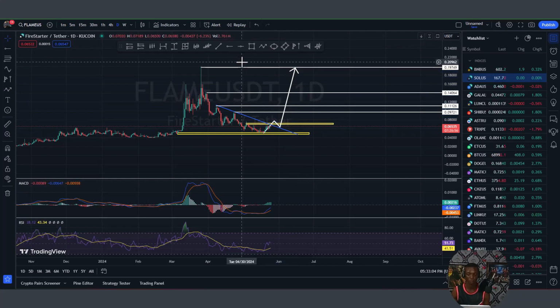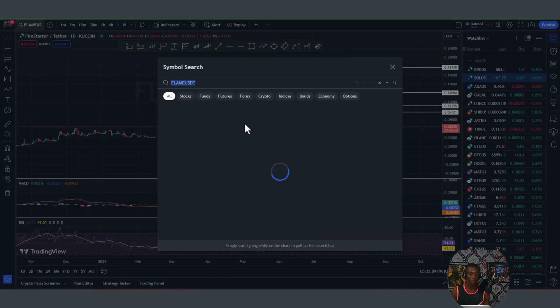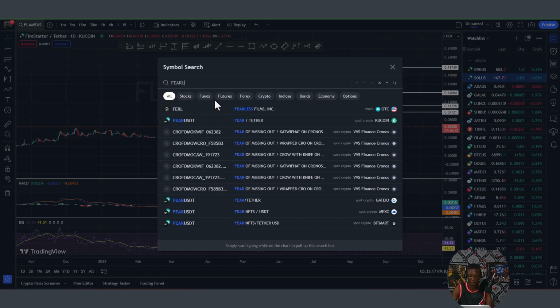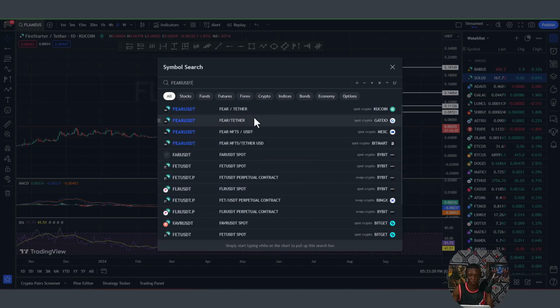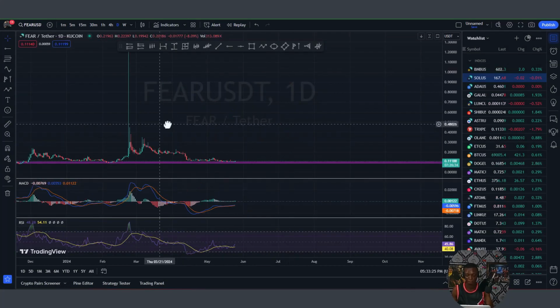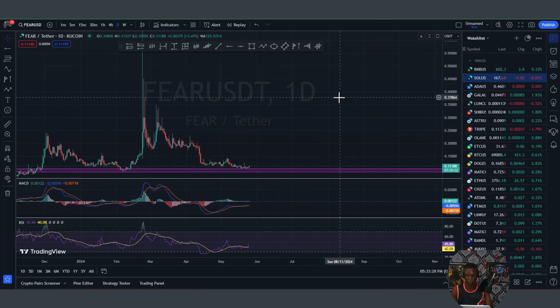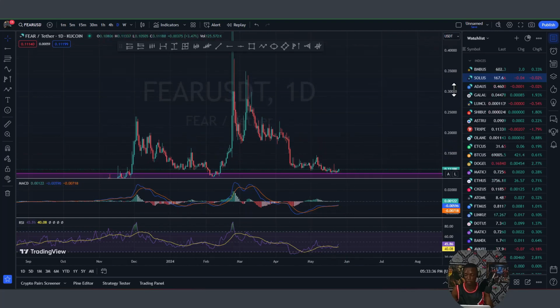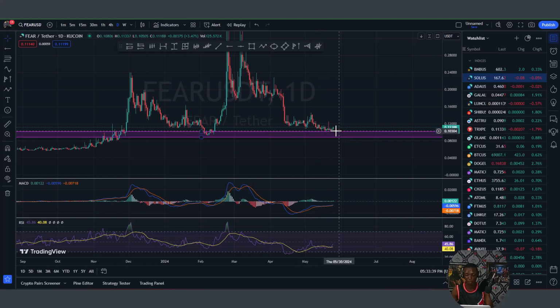Okay, so the next one we'll be talking about today is Fear. Okay, Fear USDT. If we go to our TradingView chart and type Fear USDT, okay, and choose this first one here. Okay, as you can see, Fear has pumped before and is now sitting at this support level. Okay, it's sitting at this support level, showing some bullish sign right here.